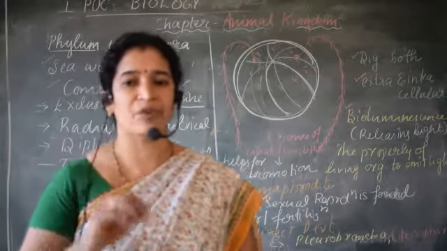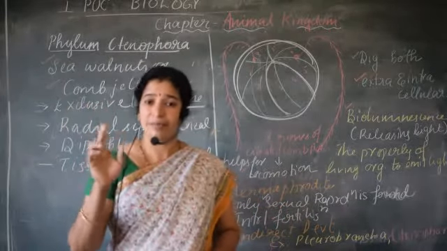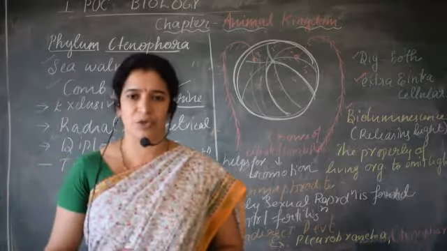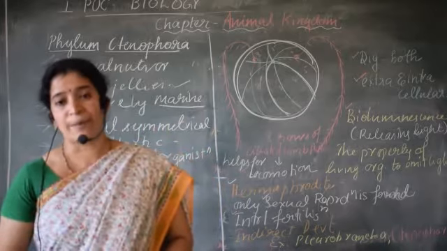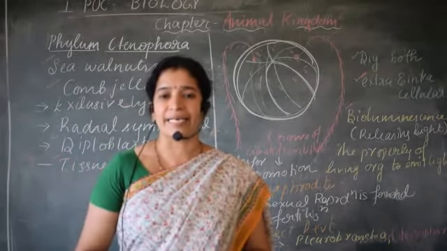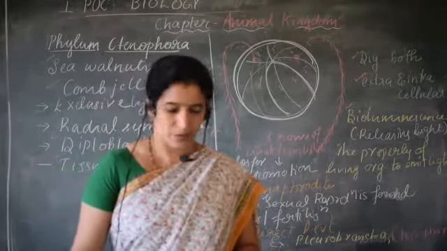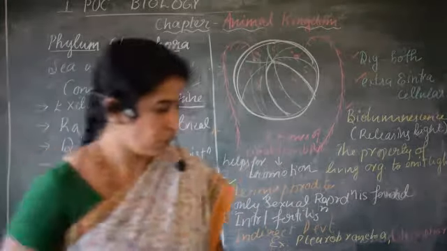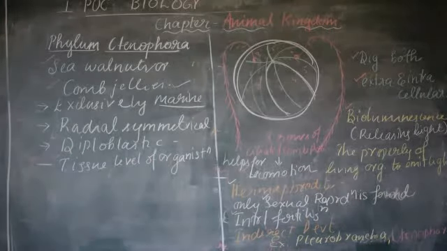So how many phyla have we completed? We have completed phylum Porifera, then Coelenterata, then Ctenophora. Next we are going to study phylum Platyhelminthes, which is also known as the flatworms. Why is it named flatworms? Any idea? I'll show you two specimens for that.